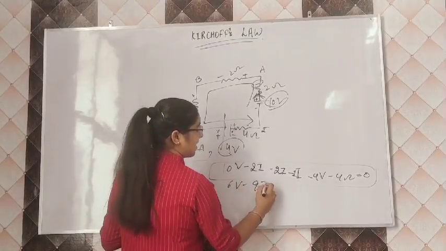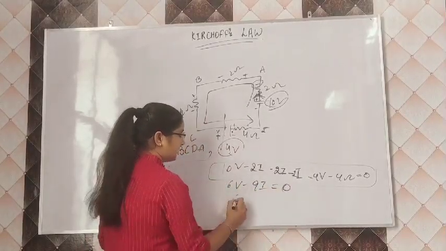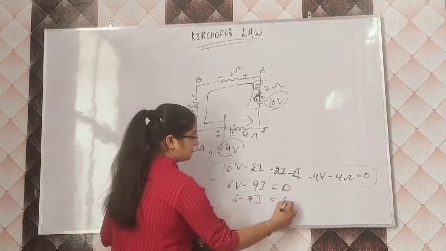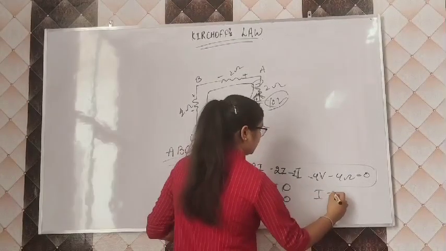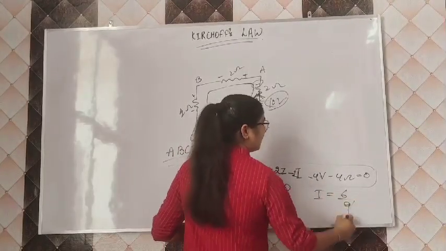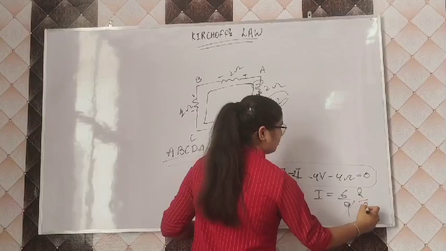6V minus 9I is equal to 0. 6 minus 9I is equal to 0 and minus 9I is equal to minus 6. Here answer will be 6 by 9, that is 2 by 3 ampere.